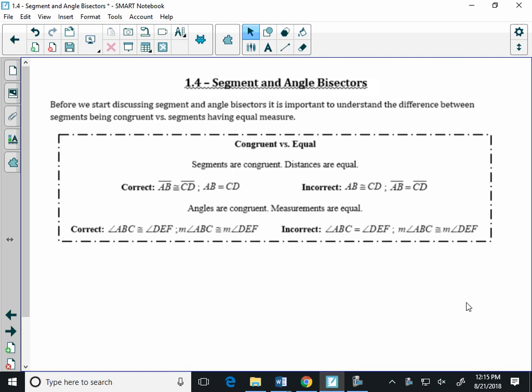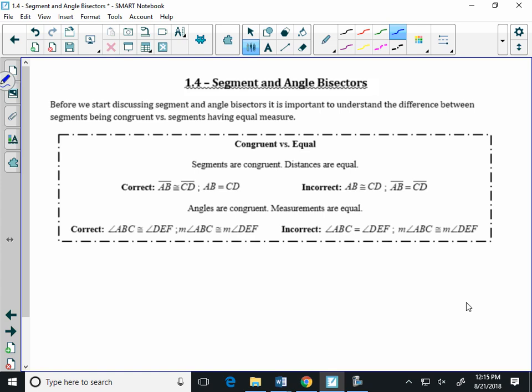So, the wording you have to be very careful of. Segments are congruent. So, things, actual objects, are congruent to each other. Their distances or lengths are equal. There are certain symbols we use rather than writing out long sentences in geometry, like this segment is congruent to this segment. Rather than writing out sentences, we love to use symbols. Makes our lives easier.